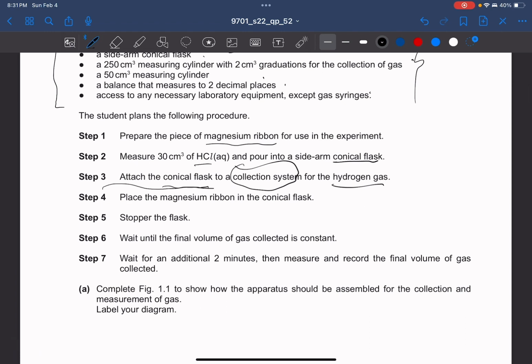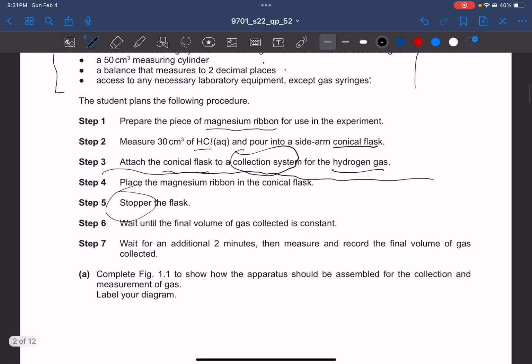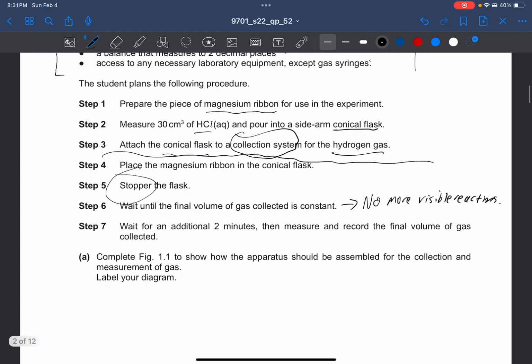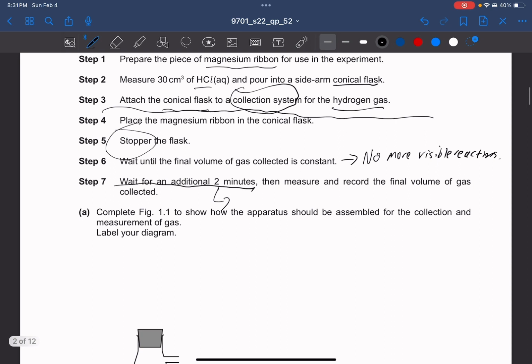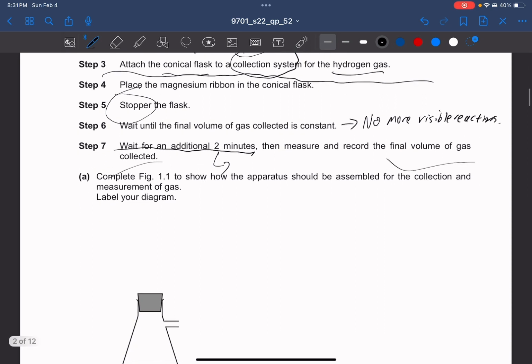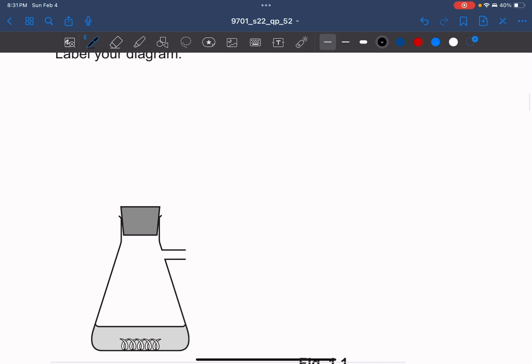Then the experiment starts. So that was the preparation. The magnesium ribbon is going to be in the flask. The flask is going to have a stopper to stop any gas from escaping it. So we're going to wait until the final volume of gas is constant. Basically what that means is no more visible reactions for us, or no more changes in the system. Here the student waits just to be very sure the reaction stops, and then they're going to measure the final volume.